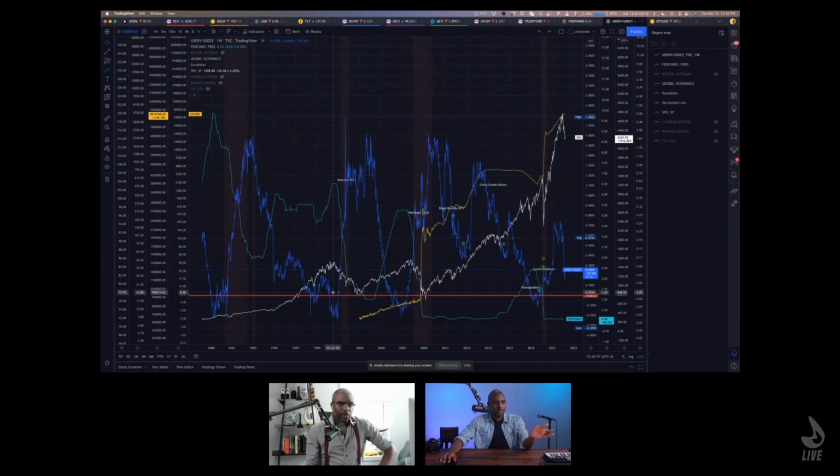Exactly. So you've probably heard people talk a lot about how buy and hold is the best strategy when it comes to stocks, right?